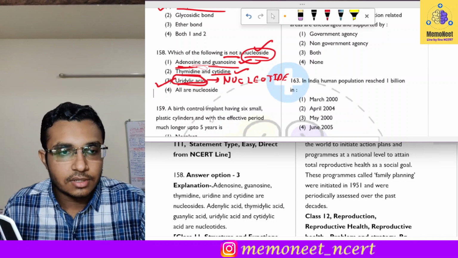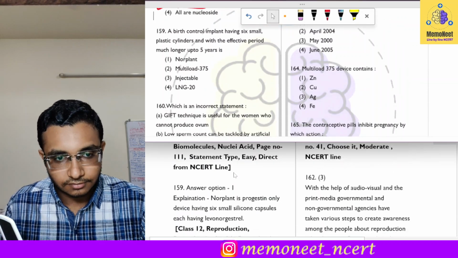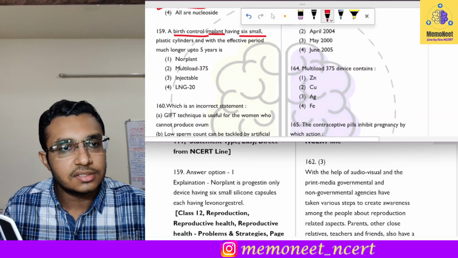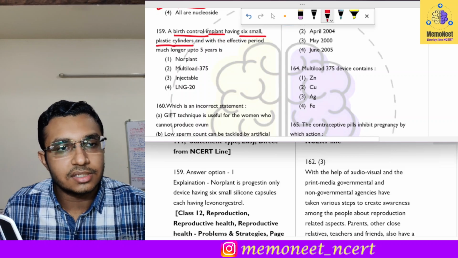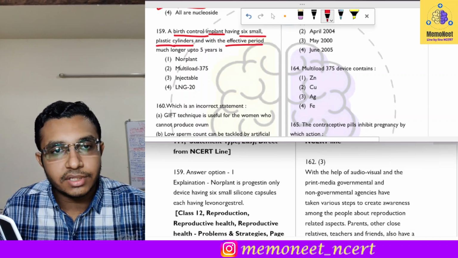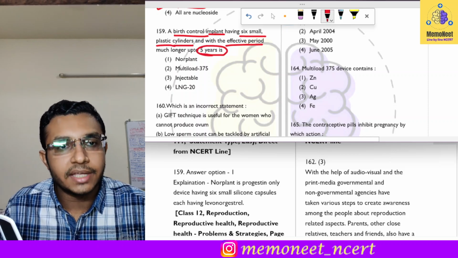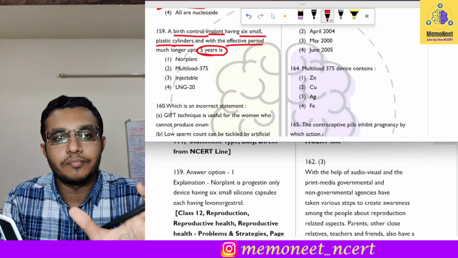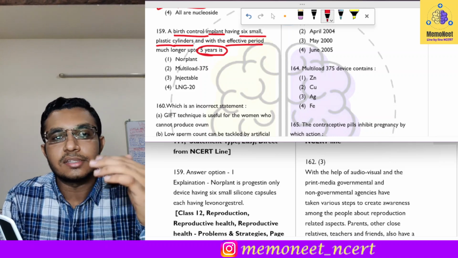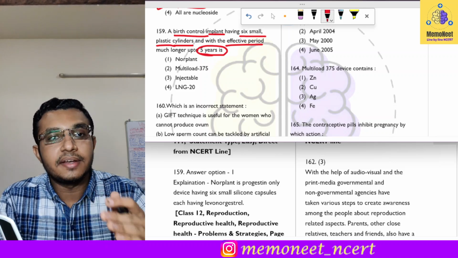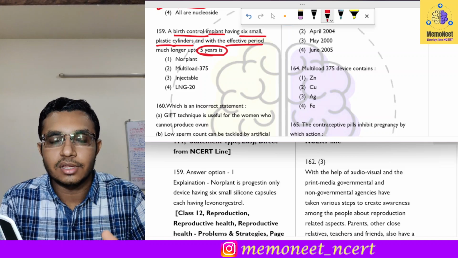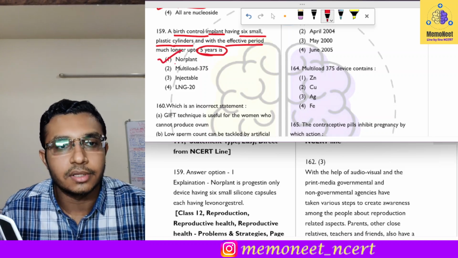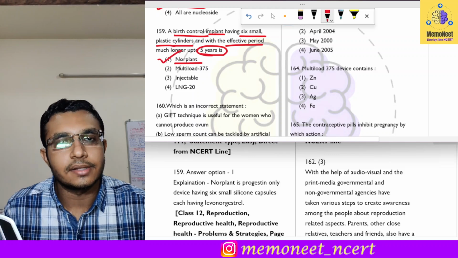The next question is question number 159. It states that a birth control implant having six small plastic cylinders and with the effective period of up to 5 years is what? Okay, so it is describing an implant that contains 6 plastic cylinders and has an effective period of up to 5 years. The example of that type of implant is the Norplant. So Norplant is the correct answer, that is option 1.